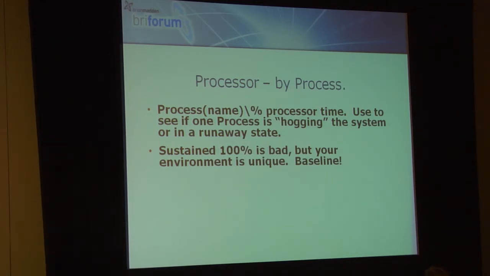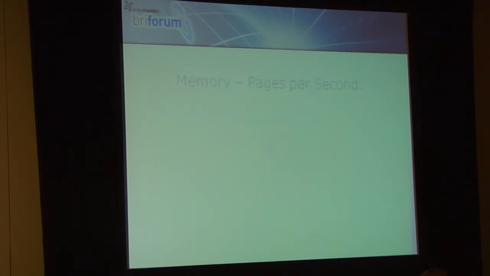Obviously, sustained 100% is bad, but your environment is unique. Maybe you have some reason that a process should be using 100% CPU for a half hour. It's not inconceivable for some sort of batch processing or large job, but know your environment. And this gets back to that idea of profiling, right? What's typical on my system?